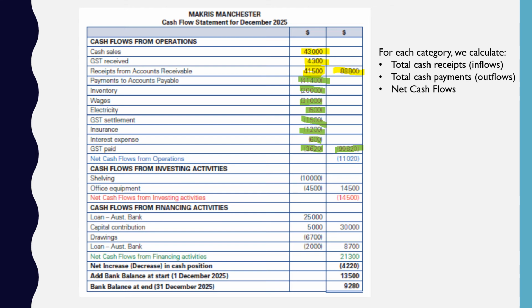The next thing that we need to do is to calculate the net cash flows from operations. And to do this, we take the total cash receipts minus the total cash payments to give us a net cash flow from operations. Here we can see that we have a net cash flow that's a negative amount, which means that we had more cash payments than cash receipts. Now we do the same thing for the other two categories, investing and financing activities.